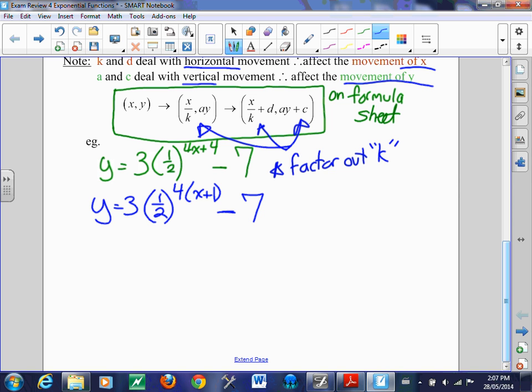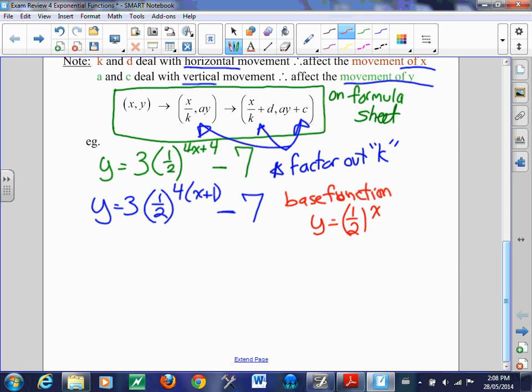Okay? If we're trying to figure out our base function, if you're not sure, strip away A, K, D, and C. So if I get rid of the -7, I get rid of the 3, I get rid of the K, which is 4, and I get rid of the 1, what am I left with? Your base function is going to be y equals 1/2 to the x. That's the only thing that's left over.